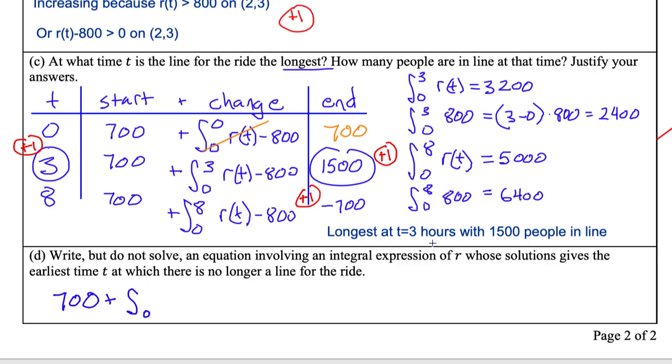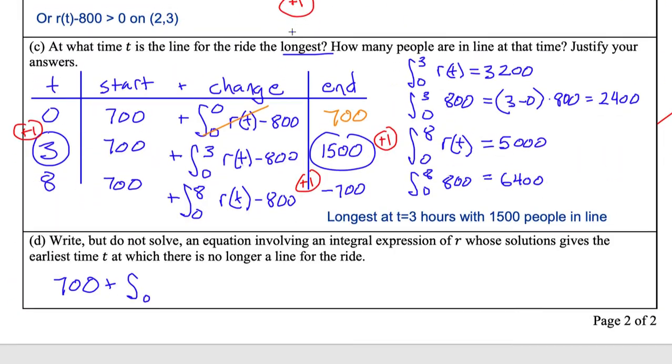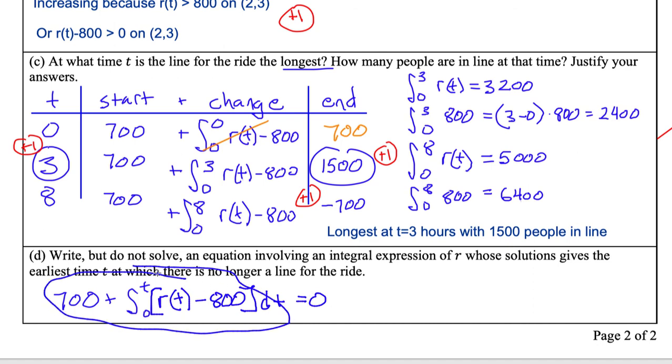Lowercase r, again, is the function of our positive rate, right? Lowercase r is our positive rate. So the variable that we're going to solve for, earliest time t, there it is. Earliest time t of this integral right here. So lowercase r of t minus 800, that quantity in brackets or parentheses doesn't really matter, dt. Set that equal to 0, and that means that the number of people in line, which this represents, is equal to 0. And that's it.